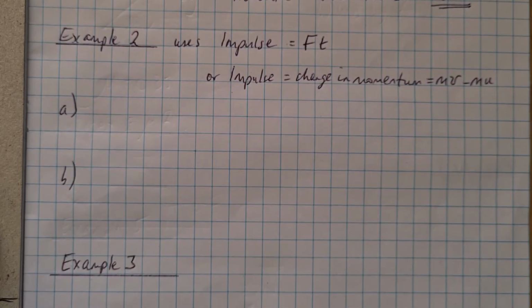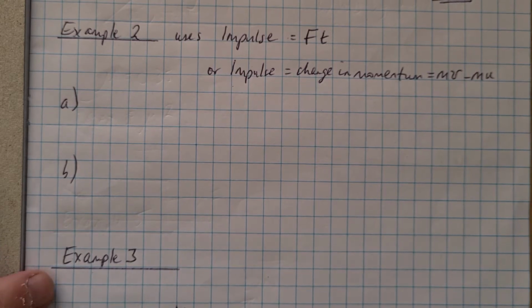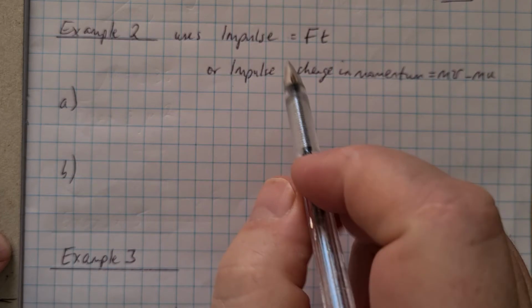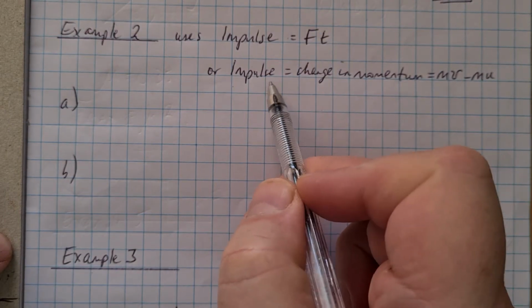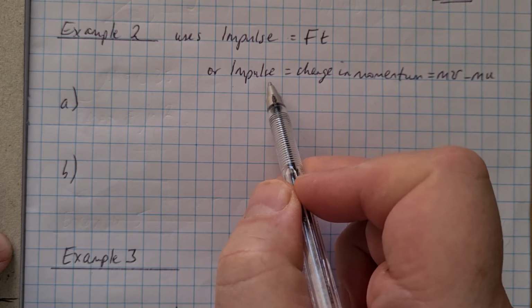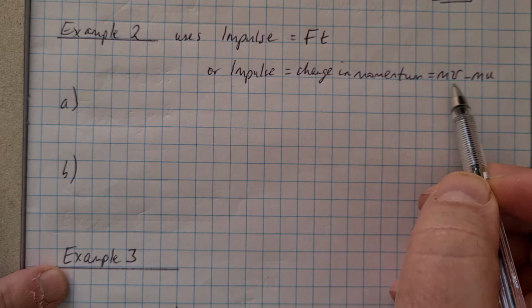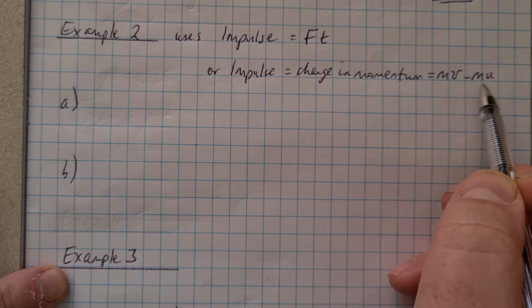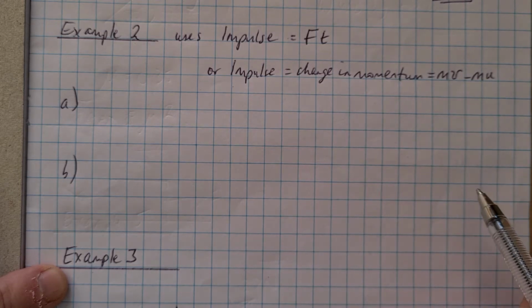Now example number 2 brings in the idea of impulse. Impulse can be given in two ways. If a constant force acts for a time, t, the impulse of the force is defined as force multiplied by time. Or you can also think of impulse, particularly when we look at collisions in a moment, as the change in momentum. So if you like, mv, the final momentum, minus mu, the initial momentum. So impulse can be found in either of these two circumstances.